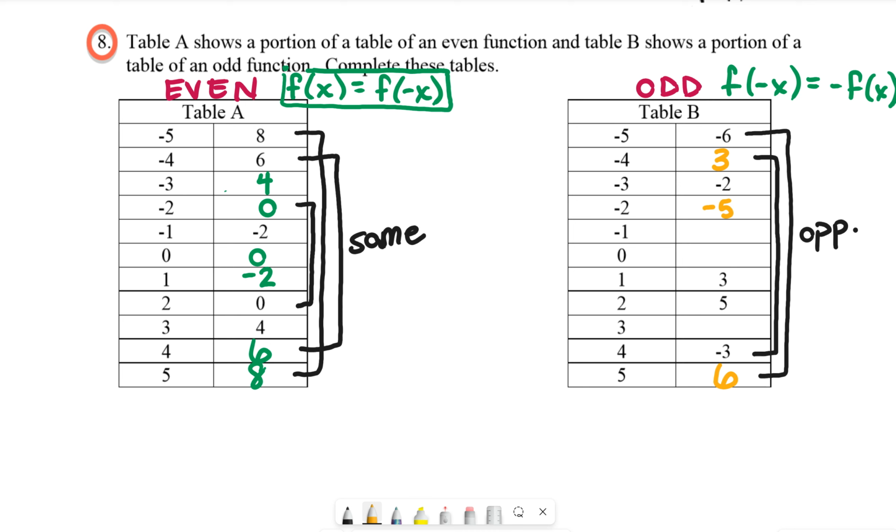So 5, this has to be negative 5. 1 is 3, so negative 1 has to be negative 3. This will be my 0, 0. And 3, so negative 3 had a negative 2, so 3 has to have a positive 2. So there you go. That is the answer, and that is our lesson. Thank you so much for watching.